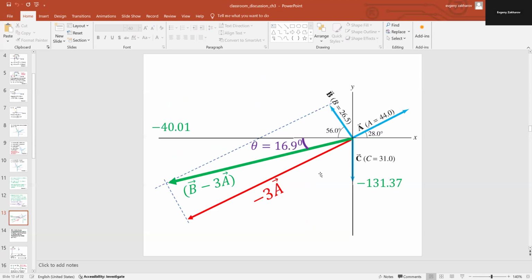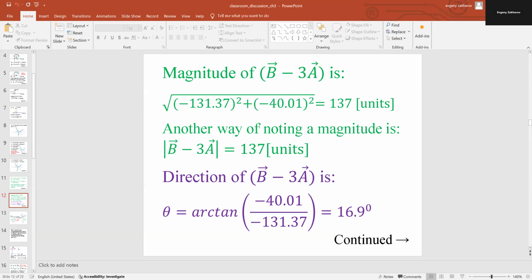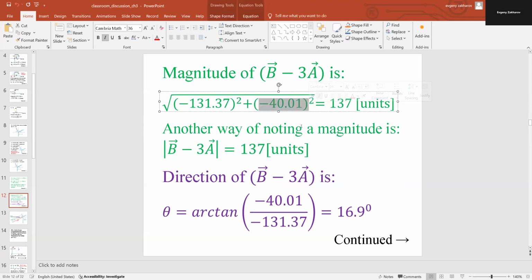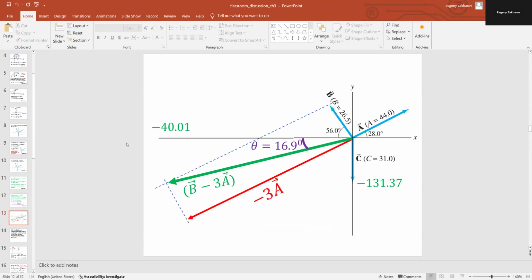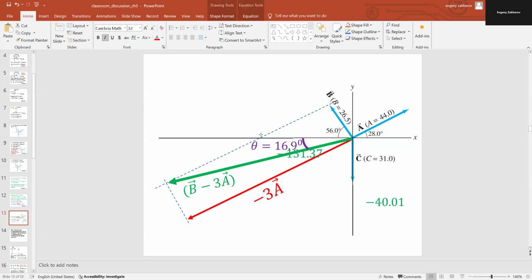This is the final diagram. See how it's negative 40 units for your y component and negative 131 for the x component. Oh, it's actually vice versa here. I'm so sorry. It is negative 40, which is here, and negative 131 is there. My bad.